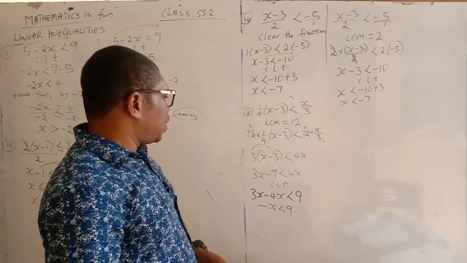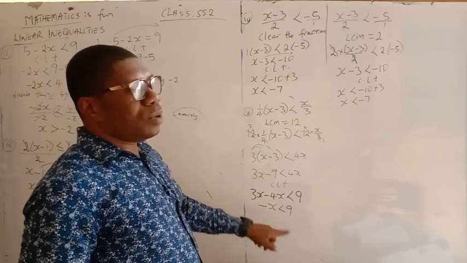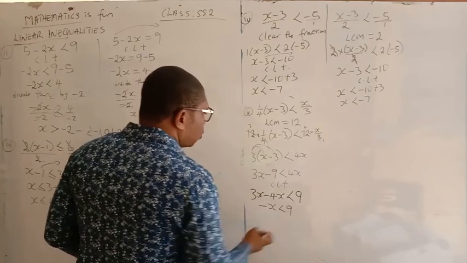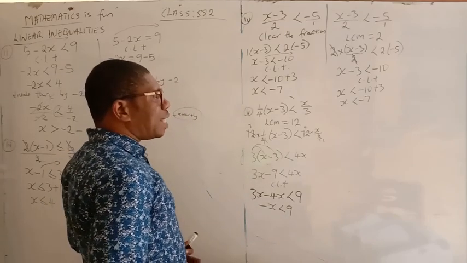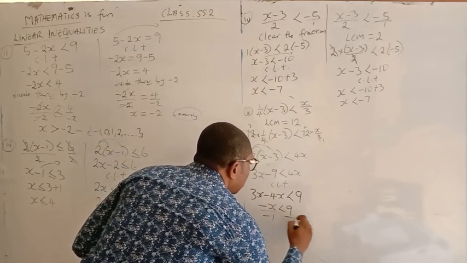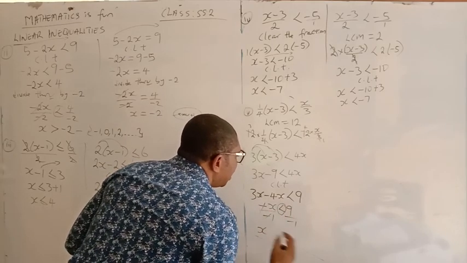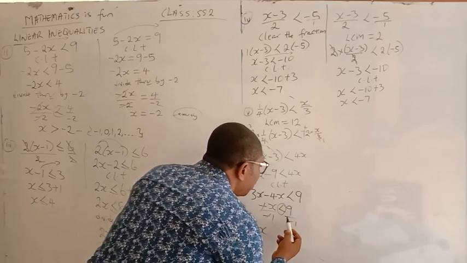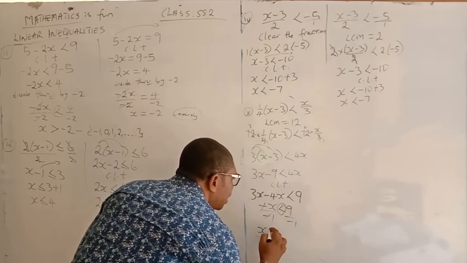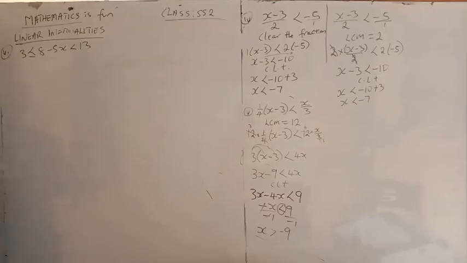Now, it is not appropriate to leave our answer in this form, because the x, the variable, must be positive. So I will either multiply through both sides by negative 1, or I divide through by negative 1. So I will divide through by negative 1. Then as you do this, remember, this sign will change. Instead of less than, it will now change to greater than negative 9.